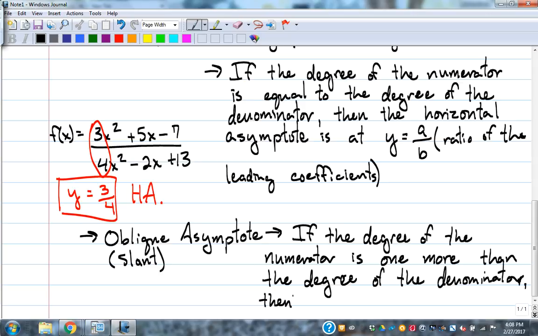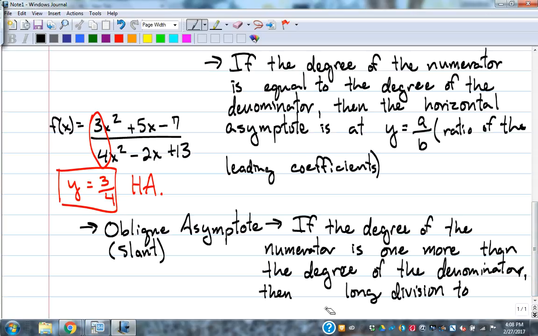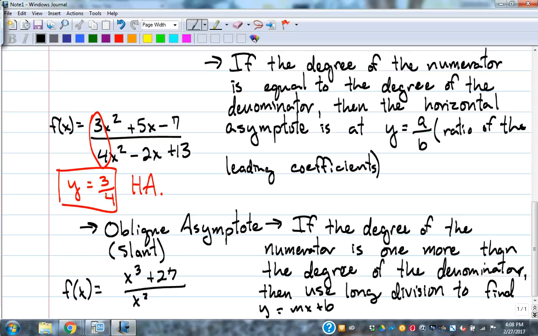Then use long division to find y equals mx plus b. So an oblique could happen if you had f of x is equal to maybe something like x cubed plus 27 over x squared plus 9. An oblique would occur for this one because the degree of the top is 3, the bottom is 2.